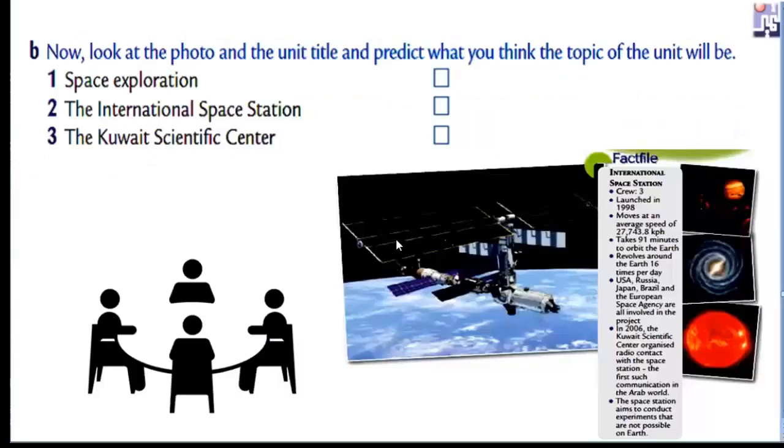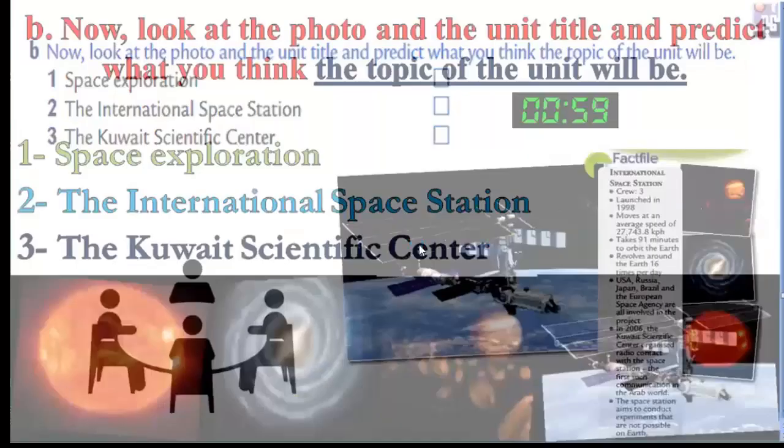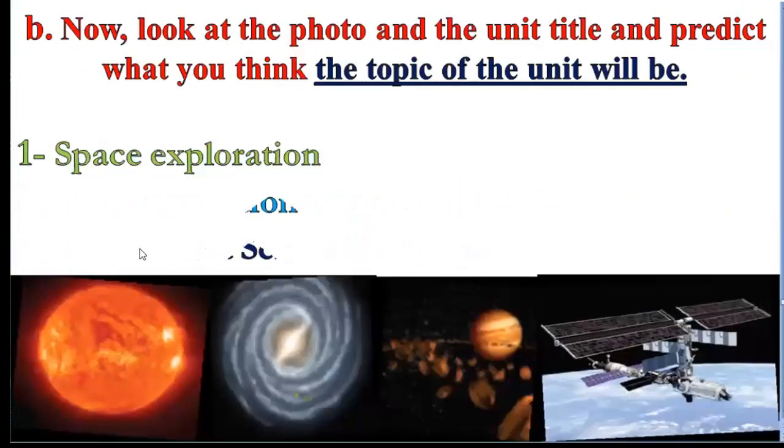Take care, dear students. Look at the photo and the unit title, the title of the unit, and predict what you think the topic of the unit will be. We have three options: space exploration, the International Space Station, the Kuwait Scientific Center, and I think it's very, very clear. If you look at this picture, I think that you can answer it easily. You can take enough time to think about it. And I think the answer is space exploration. This is the topic of the unit.